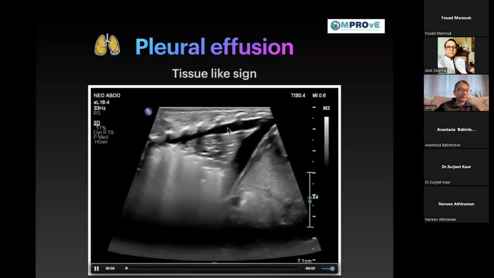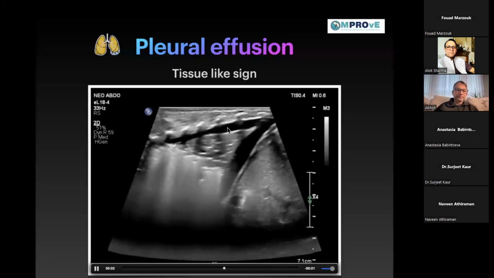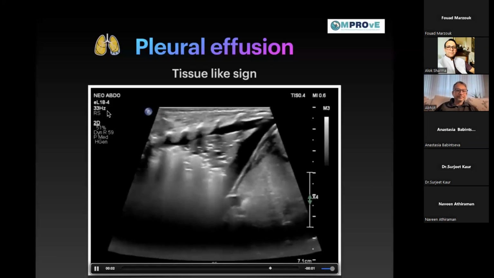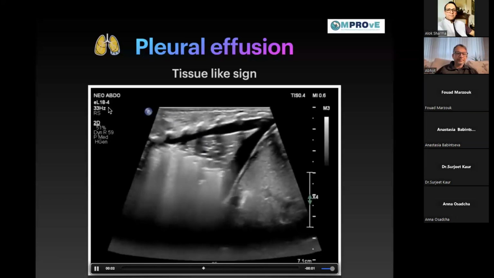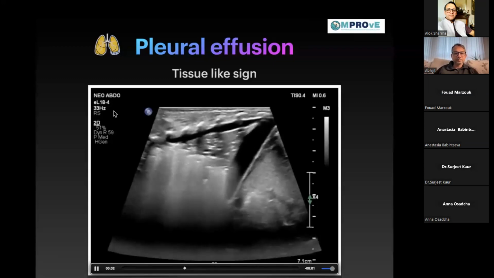So the probe that is used is also quite important. This is basically a probe that's kept perpendicular, but it's a linear probe with a very large footprint, which is why you can see multiple rib spaces. So the linear probe with a large footprint in this situation really helps.